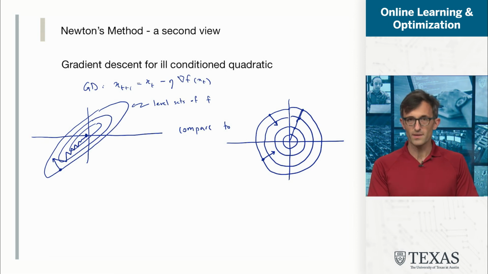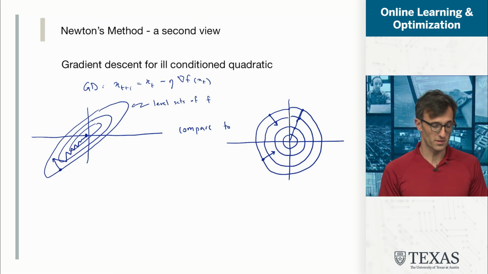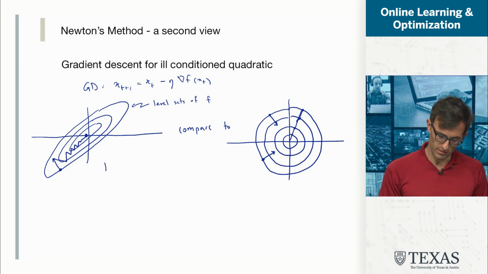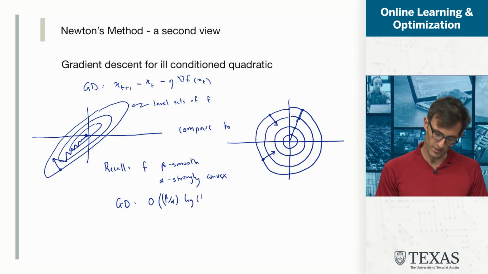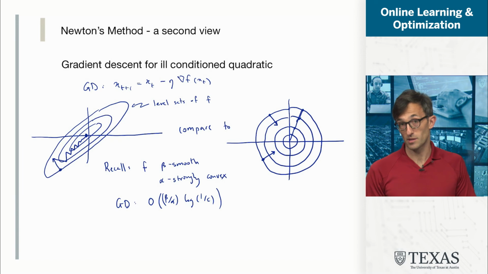We see this exactly expressed in the guarantees of the rate of convergence. So recall that gradient descent for a function f, if f is beta smooth and alpha strongly convex, then gradient descent requires order beta over alpha times log 1 over epsilon steps in order to get epsilon accuracy.